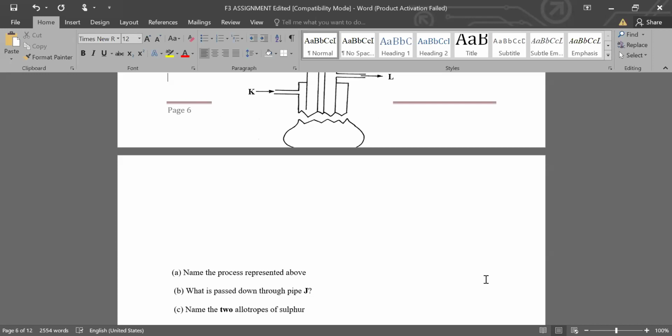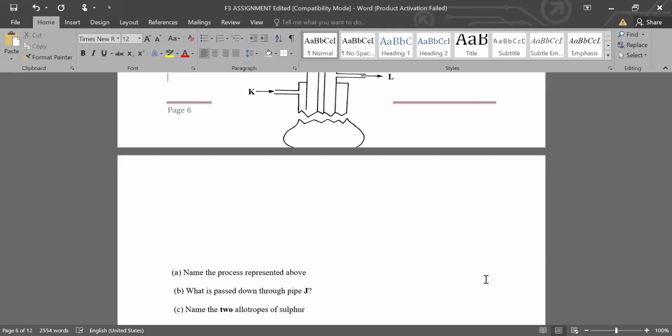Then the two allotropes of sulfur are number 1, rhombic sulfur, R-O-M-B-I-C, and number 2, monoclinic sulfur. Rhombic sulfur is formed below a temperature of 96 degrees Celsius, and monoclinic sulfur is formed at a temperature above 96 degrees Celsius. Those are the two allotropes of sulfur.